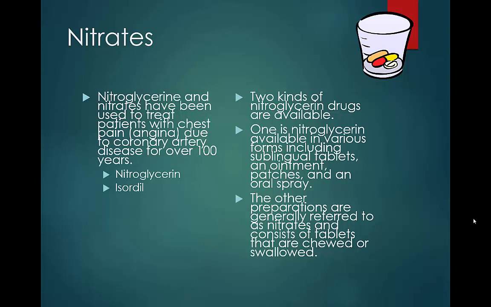And then nitrates are used to treat patients with chest pain, angina due to coronary artery disease. Nitroglycerin is the popular one. And nitroglycerin comes in many forms: sublingual tablets, paste, an ointment, oral spray, pills, and it can be IV as well.